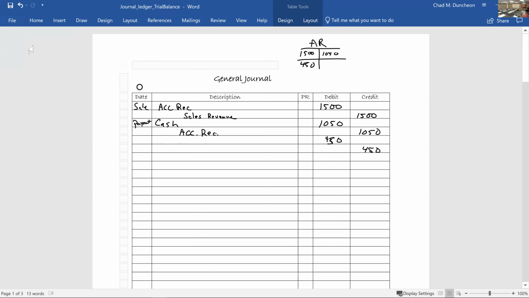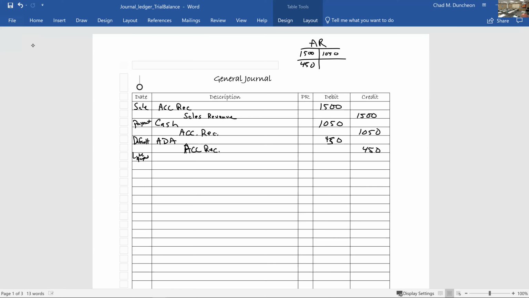So when it went into default, okay, when the account goes into default, now we know that we're not going to collect it. We decide that it's known to be uncollectible. We would debit our allowance for doubtful accounts and credit our accounts receivable for the $450.